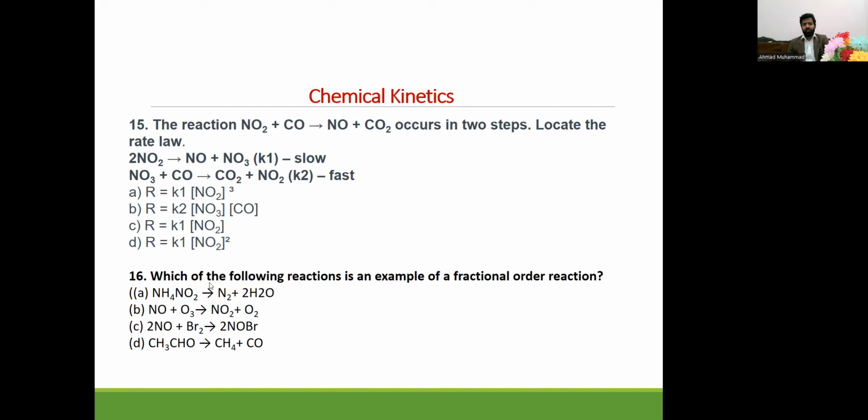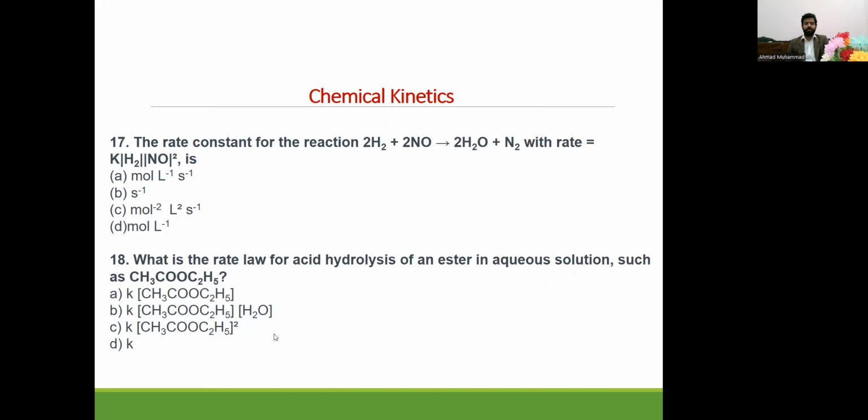Question number 16: which of the following reactions is an example of a fractional order reaction? Option A is NH4NO2 going to N2 plus 2H2O. B option is NO plus O3 going to NO2 plus O2. Similarly, C is 2NO plus Br2 going to 2NOBr, and fourth option is CH3CHO going to methane plus carbon monoxide. So the right option is D. CH3CHO is basically an aldehyde, decomposing to methane plus carbon monoxide gas.